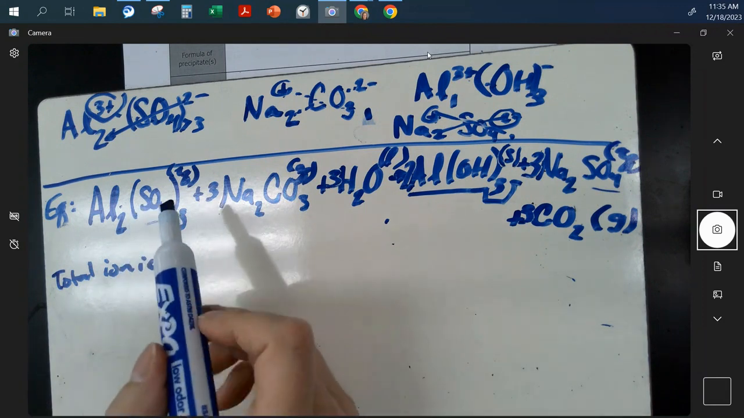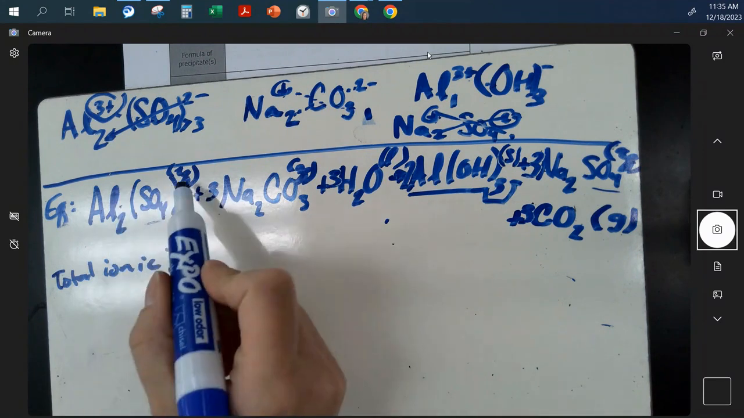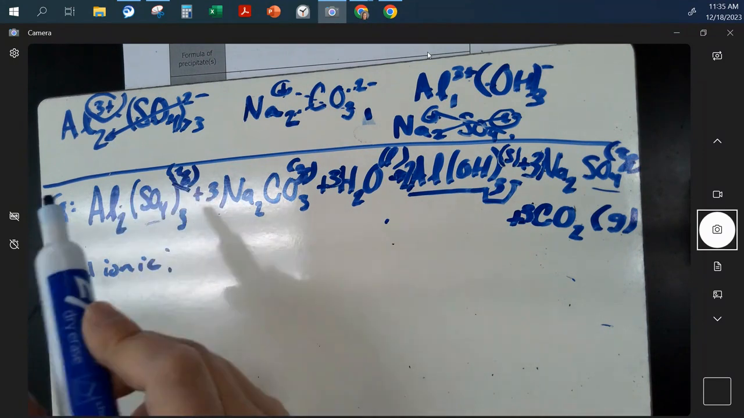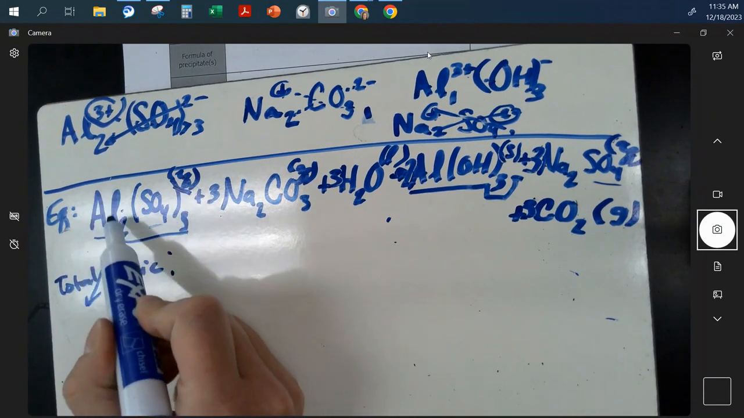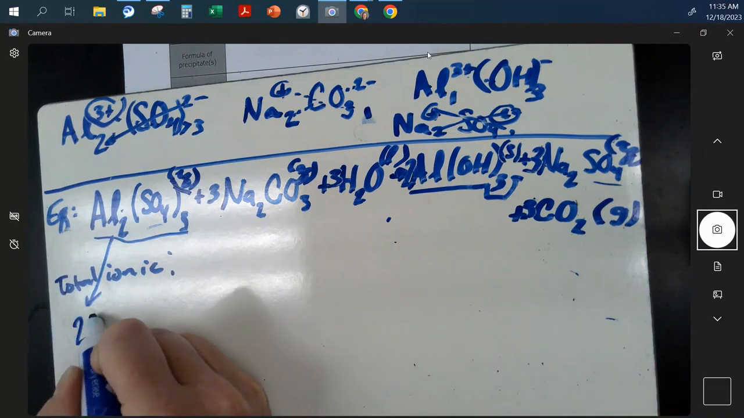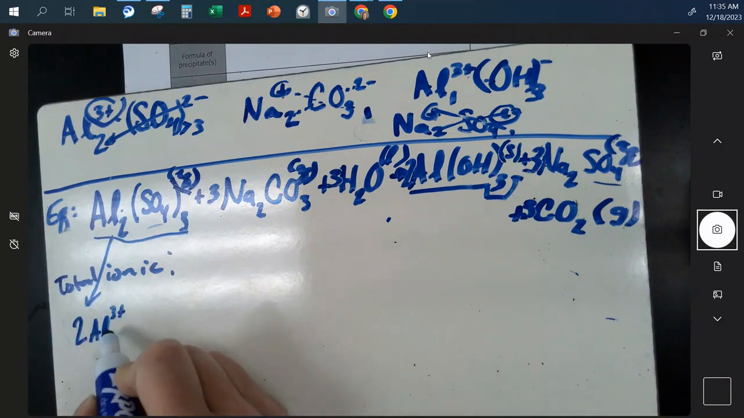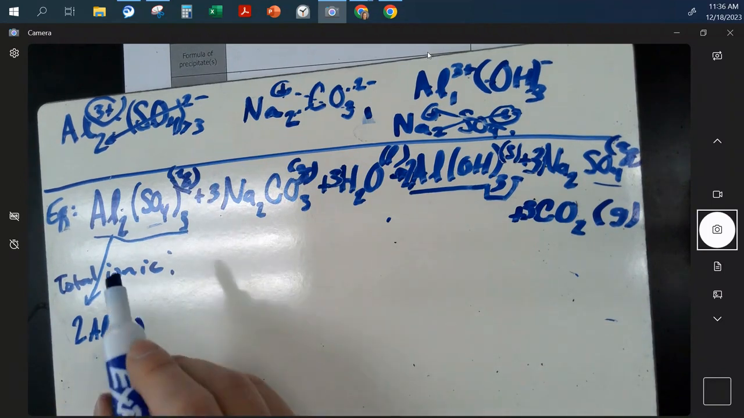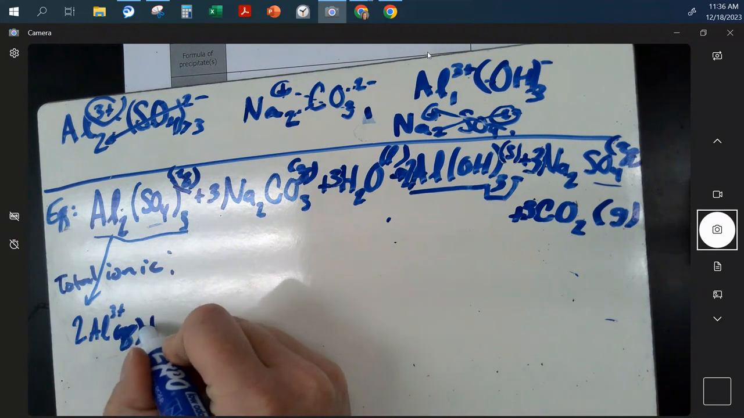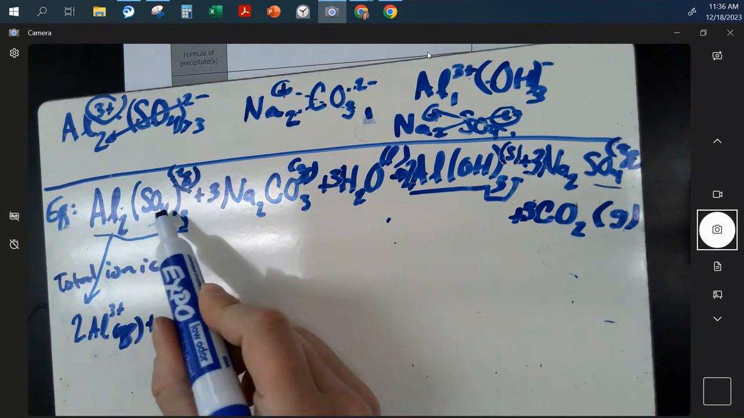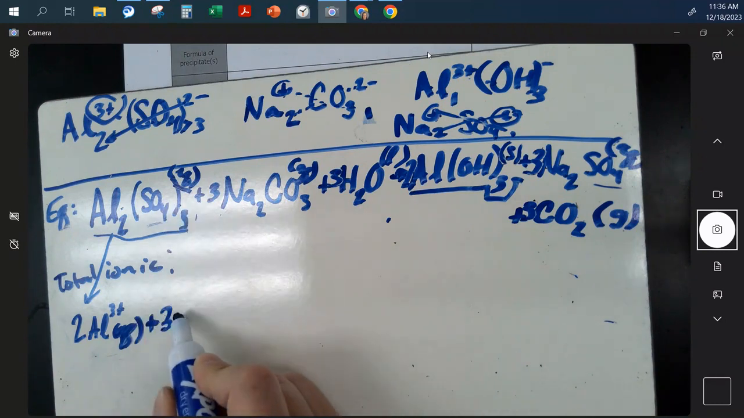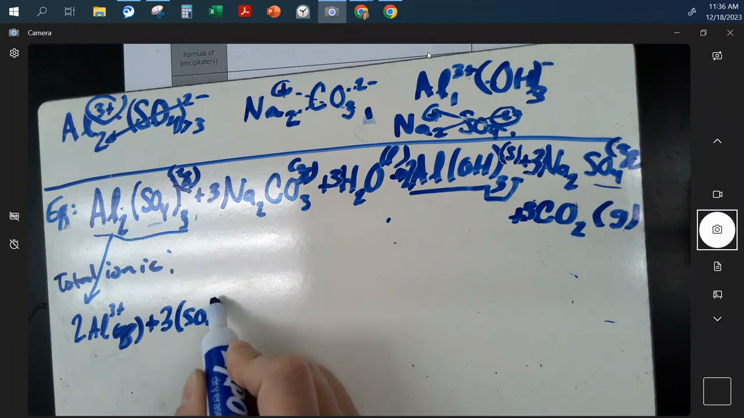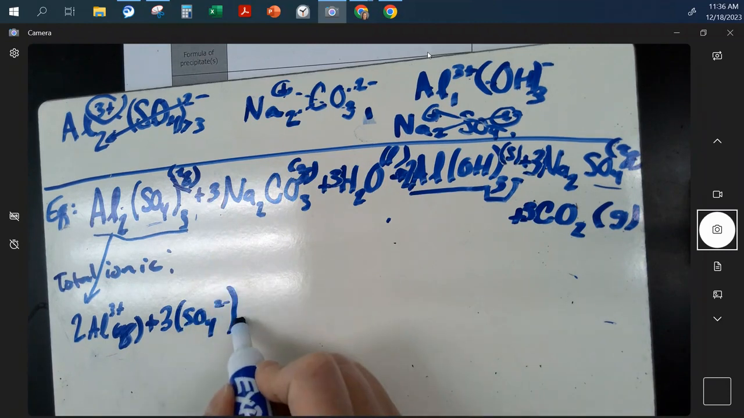We know it can form an ion if it's in the aqueous form, then it's going to form its ions. So this one here can break into its ions because it's aqueous. So we have 2 aluminum 3 pluses, that's aqueous. This one is SO4 2 minus, and we got 3 of those, so plus 3 SO4 2 minus. That's aqueous.